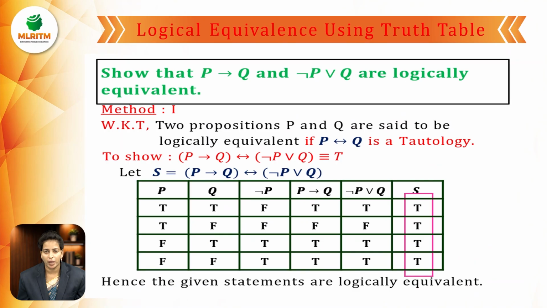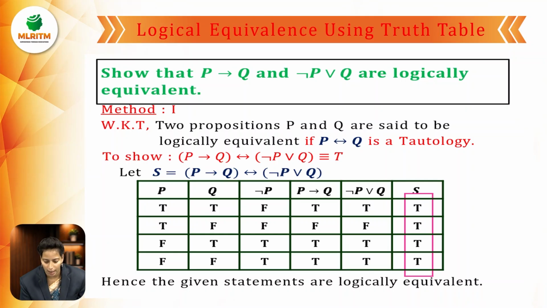There are two ways to prove logical equivalence: first, by using the truth table method, and second, by using laws of logic. The first method is again divided into two types. By using the truth table method, the last column proves a tautology. The second way proves LHS equal to RHS, right?